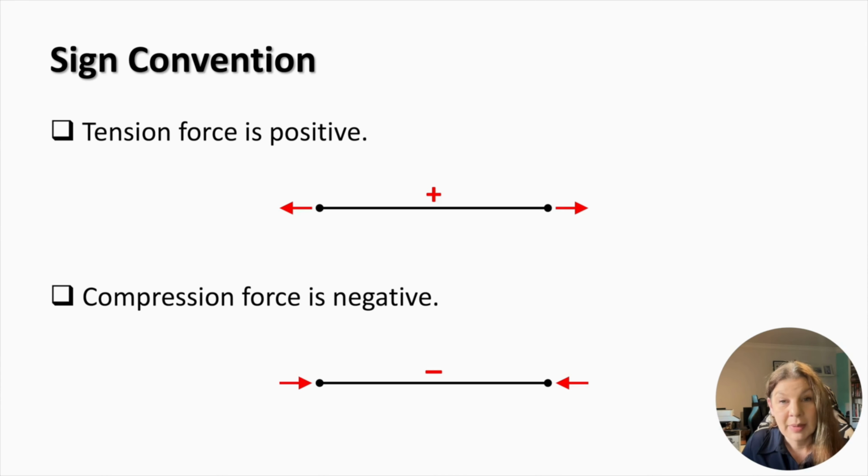We should first begin by discussing the sign convention. Throughout this series of lectures, we will assume that tension force is positive and compression force is negative. This is how it'll look in a truss member. The positive tension force is pulling or elongating the member, and the negative or compression force is causing the member to become shorter.